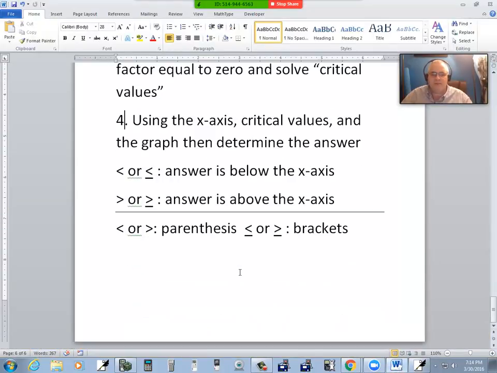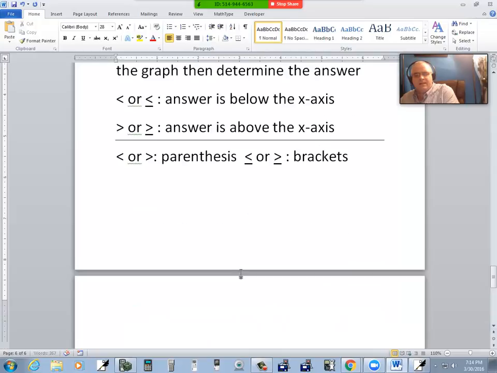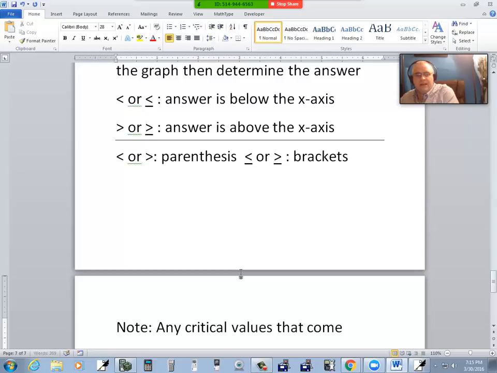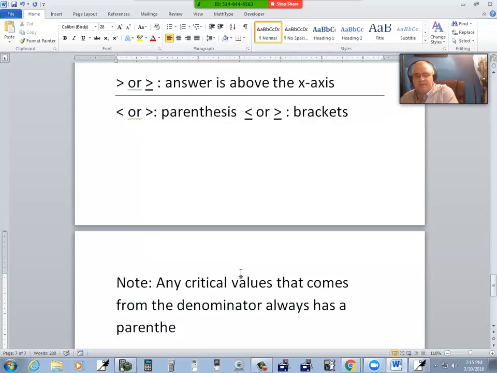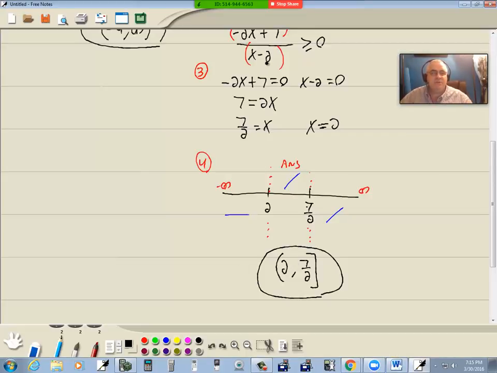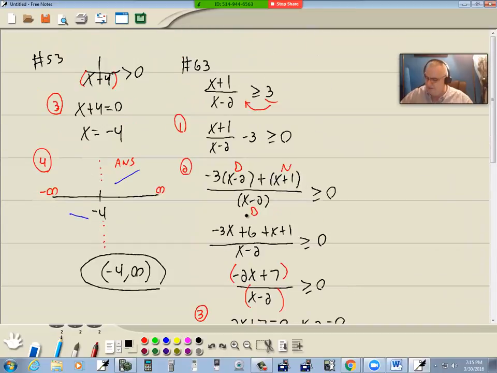There's a note with this. It says any critical value that comes from the denominator always has a parenthesis on it. The x minus 2, when we set that equal to 0 and solved it, that's where we got x equals 2. It came from the denominator. If you plugged it back into your original problem, you would have 2 minus 2, which is 0, and you can't have division by 0. That's why it always has to have a parenthesis on it. Let me clear this off.